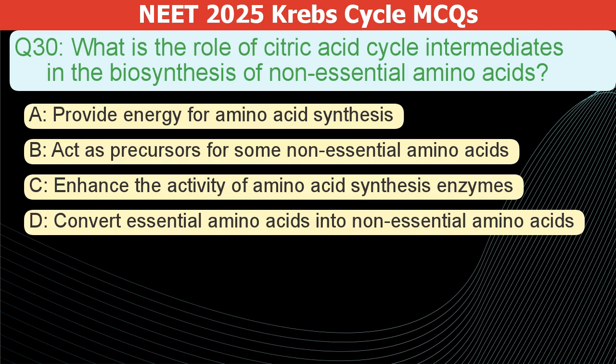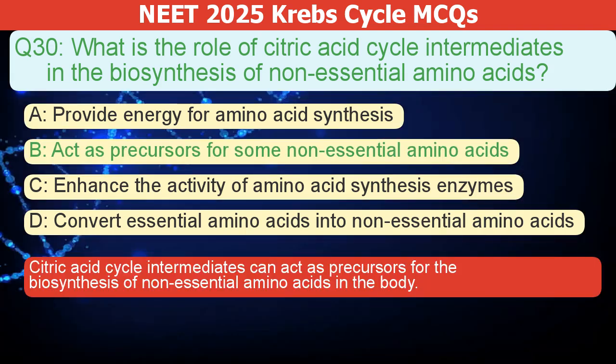What is the role of citric acid cycle intermediates in making non-essential amino acids? A. They provide energy for amino acid synthesis. B. They act as building blocks for some non-essential amino acids. C. They boost the activity of amino acid making enzymes. D. They change essential amino acids into non-essential ones. The correct answer is B. Citric acid cycle intermediates can act as precursors for the biosynthesis of non-essential amino acids in the body.